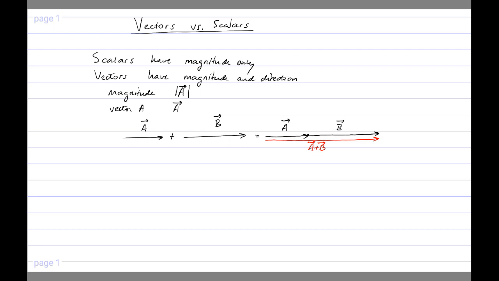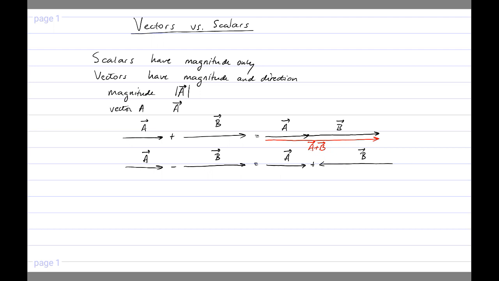Now if I wanted to subtract them, so if I wanted A minus B, that's effectively saying that we're adding vector A to the negative of vector B. Well, the negative of vector B would be B, but going in the opposite direction. I made that a little bit too long, so I'm going to shorten it just a bit. There we go.